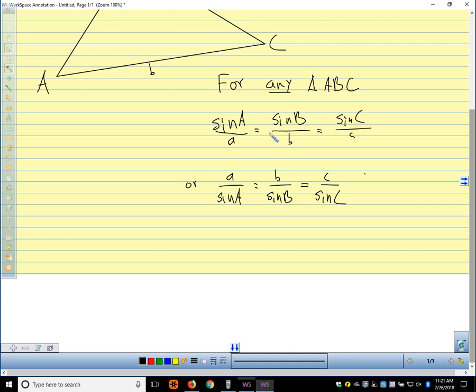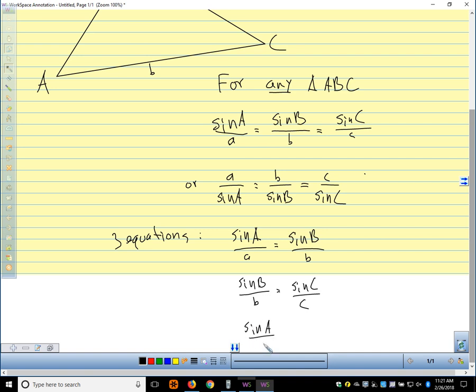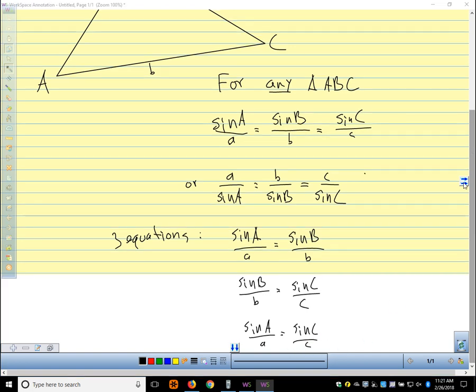Now when we write the equals in between like this, we get three equations. This is just a shorthand way for writing three equations. We get one: sine A over a equals sine B over b. That's one of the equations. Another is sine B over b equals sine C over c. And the third one, I can combine the first one and the last one: sine A over a equals sine C over c. So law of sines gives us three equations.